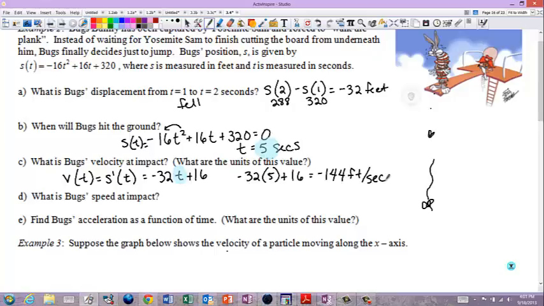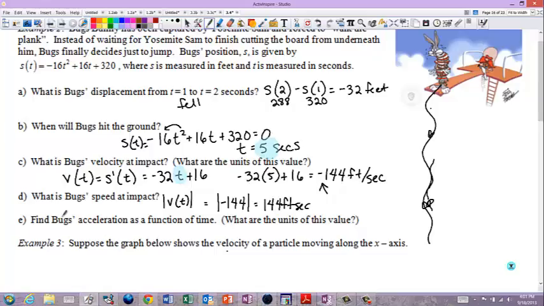Now, why is that negative? The velocity is negative because he, again, is falling down. Okay? What is Bugs' speed at impact? Well, his speed is the absolute value of velocity. His velocity at impact is negative 144, so the speed would be the absolute value of negative 144. So he is traveling at 144 feet per second. His velocity is negative because he's falling down, but his speed has no sign. Speed is always the absolute value.